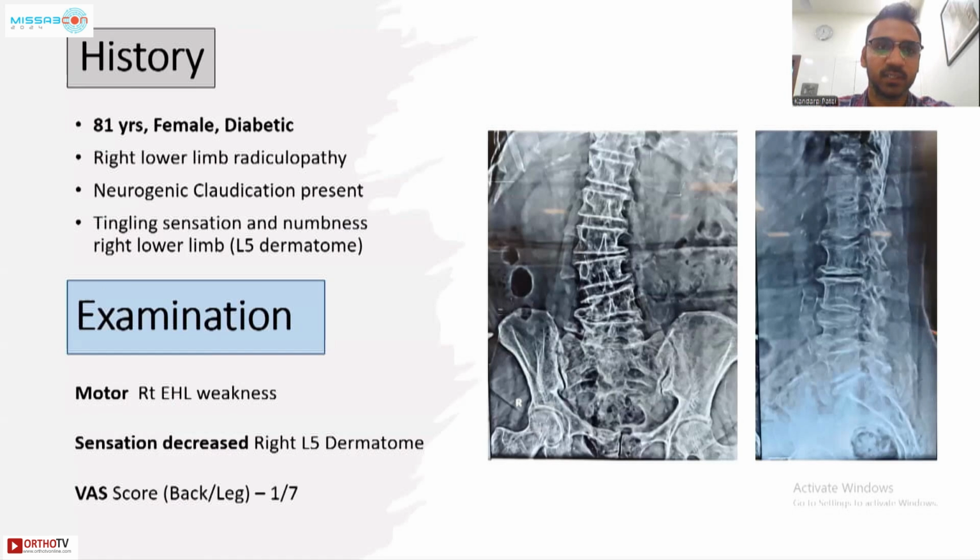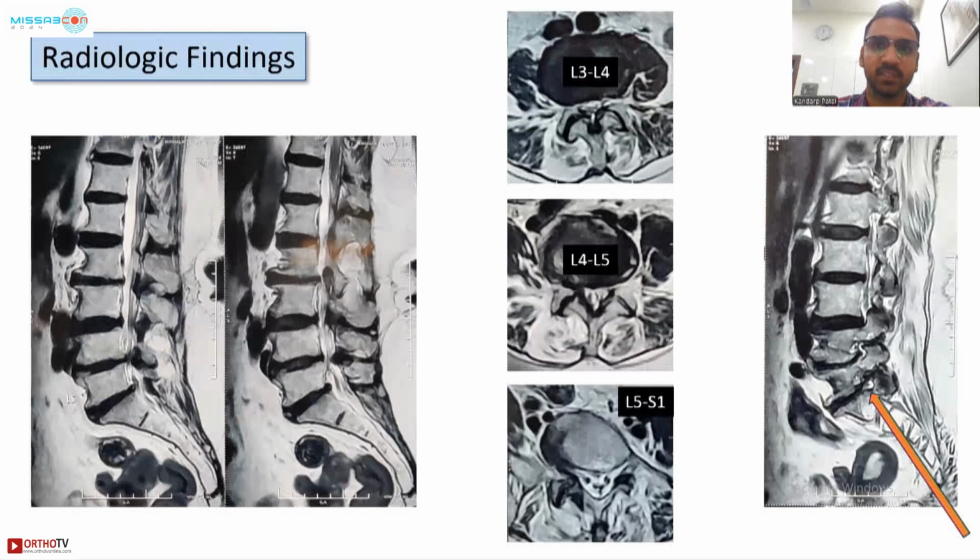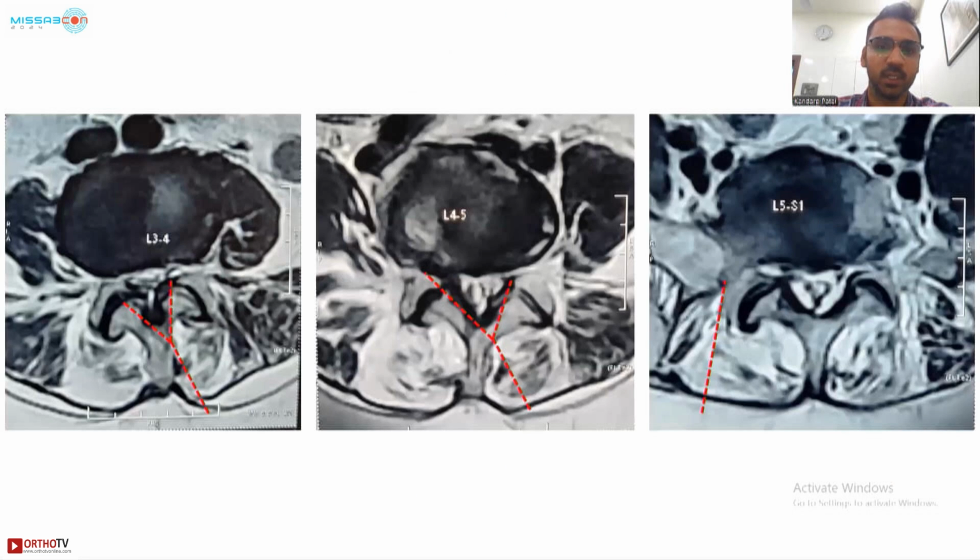The third case is very interesting, as this patient is an 81-year-old female patient, diabetic and osteoporotic, and she had degenerative scoliosis. This patient has multi-level compression, and we can see at the L3-4 and L4-5 level there is central canal stenosis, and at L5-S1 level there is foraminal and more of extraforaminal compression. So this patient was operated with UBE approach, interlaminar approach at L3-4 and L4-5 level, and at L5-S1 level we went through paraspinal UBE approach.